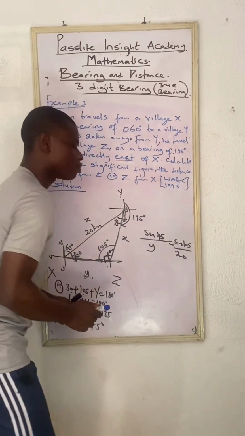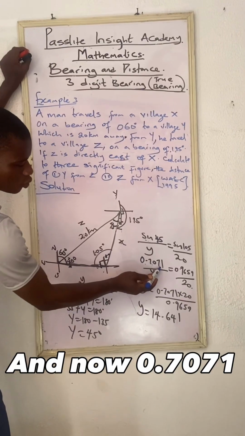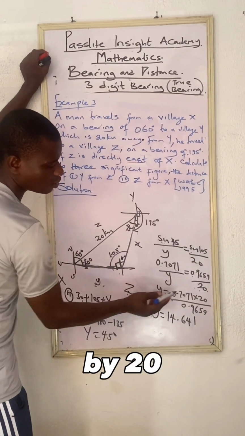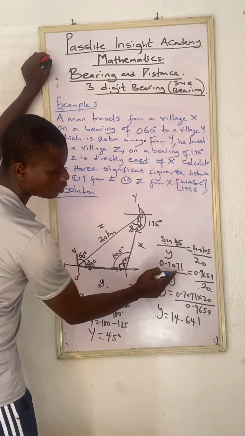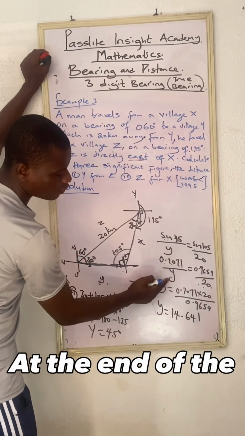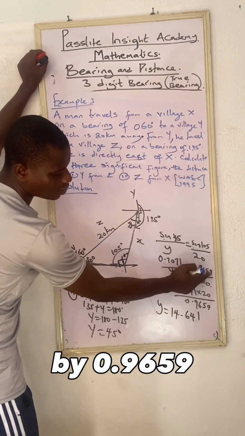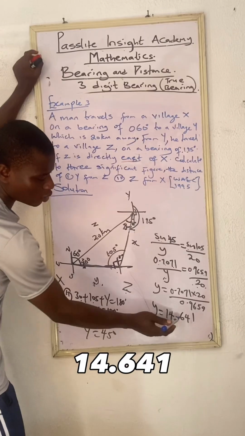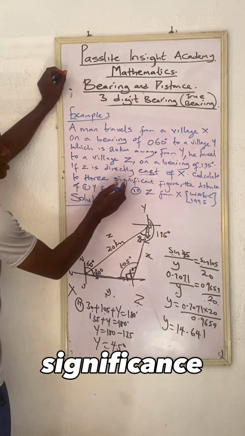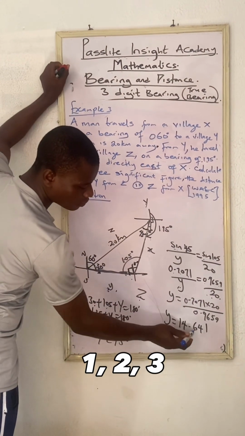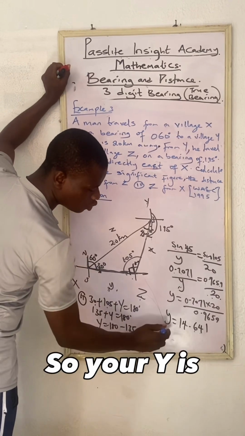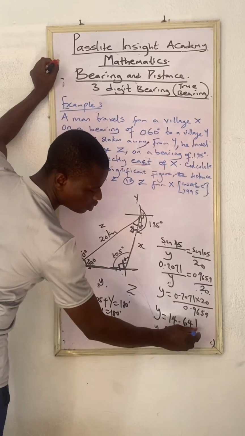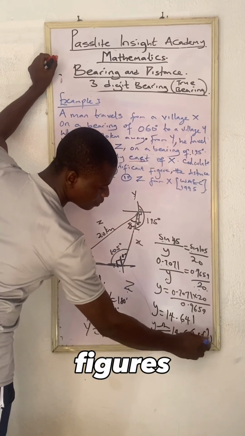Now 0.7071 divided by Y, sine 105 is 0.9659 divided by 20. When you cross multiply, that's what we're having. At the end of the day, to get Y, I divide both sides by 0.9659. So I'm having 14.641. To 3 significant figures, 1, 2, 3. What is at the back? 4, which is less than 5. So your Y is 14.6 to 3 significant figures. Thanks.